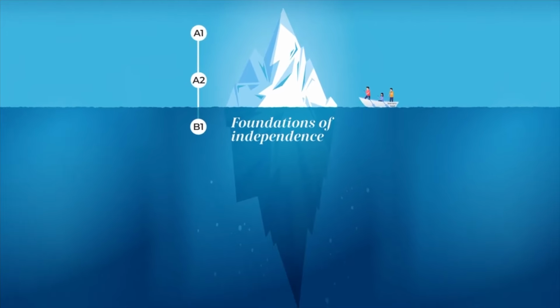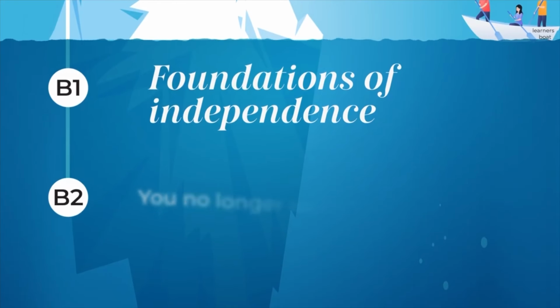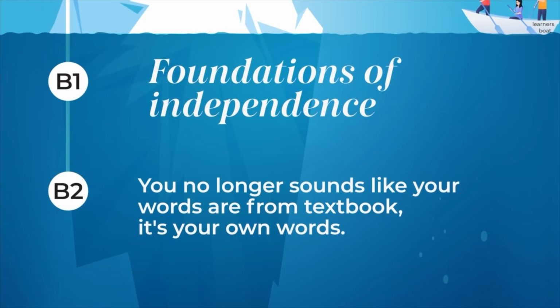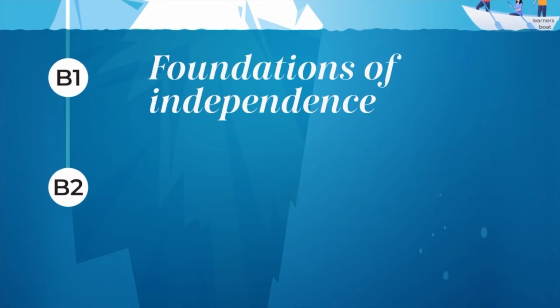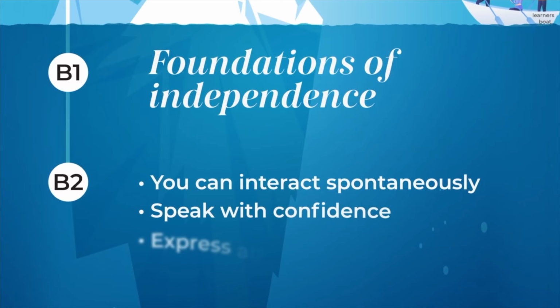Now we're going a bit deeper. B2 is where German really gets interesting. It's the level where your German stops sounding like it came straight from a textbook and starts sounding like you. You can interact spontaneously, speak with confidence, and express abstract ideas. You'll still make a few mistakes, we all do, but the training wheels are officially off.